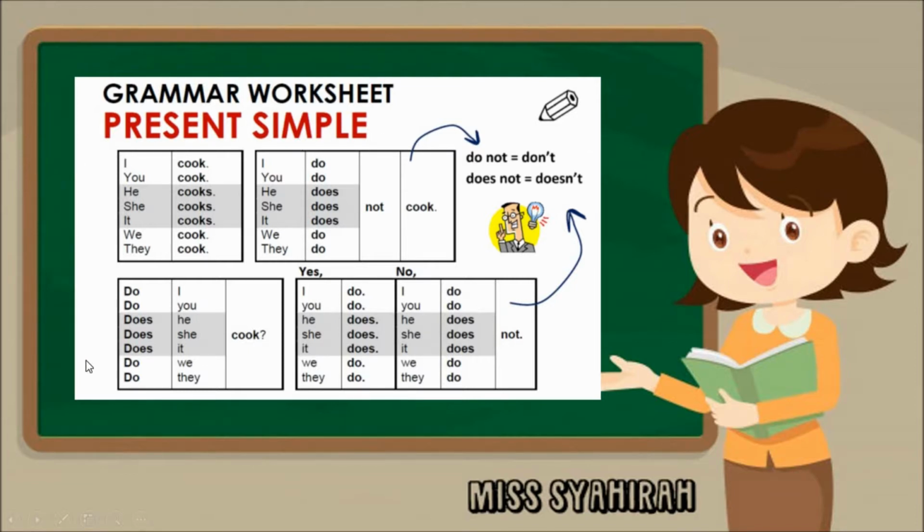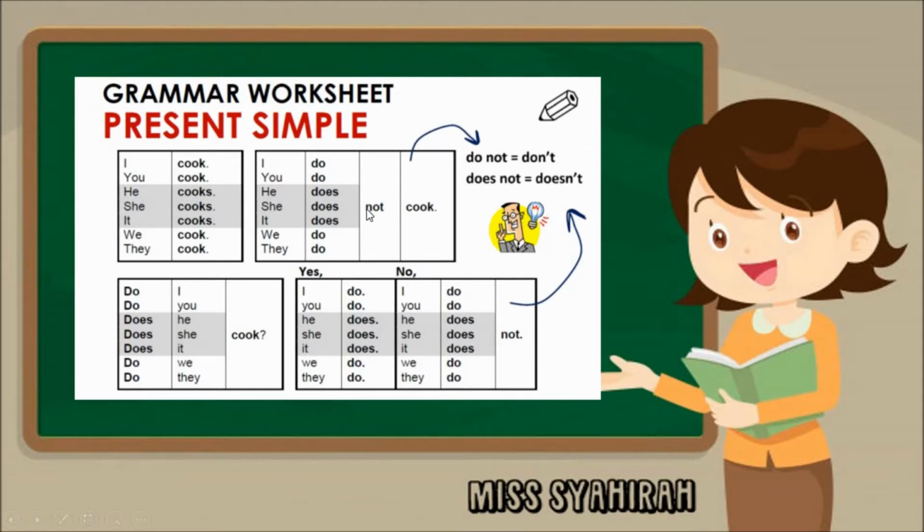So remember, for present simple, singular subject, for the verbs, you must add S. For example, he, she, it. So the verb must have S. So he cooks, she cooks, it cooks. Whereas I, you, we, they, there is no S. Right?